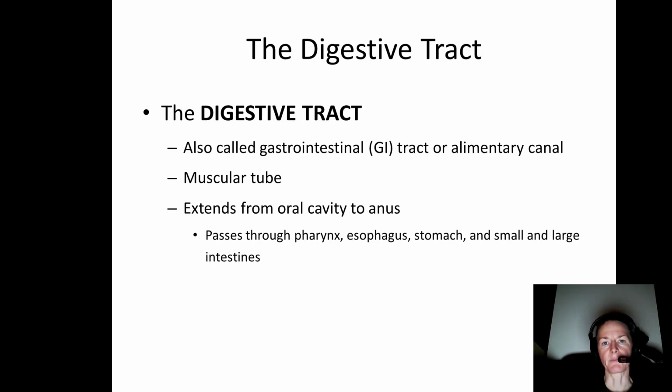The digestive tract basically is a hollow tube. It's called the GI tract or alimentary canal, and it basically runs from the mouth to the anus. It will include the oral cavity, which is the mouth, the pharynx, which is the throat, which includes the oropharynx and laryngopharynx, then the esophagus, which is a hollow muscular tube that runs to the stomach, then the stomach itself, then the small and large intestines, and the large intestine will end basically in the rectum, which ends at the anus.